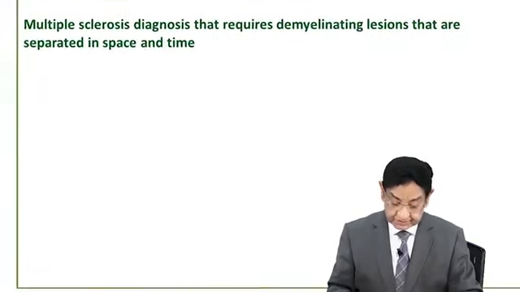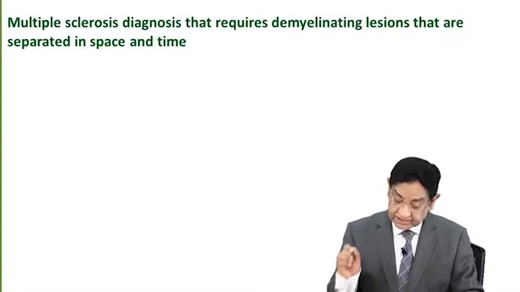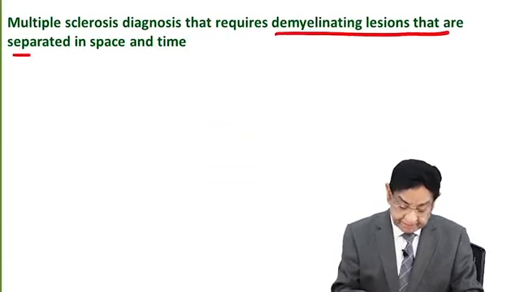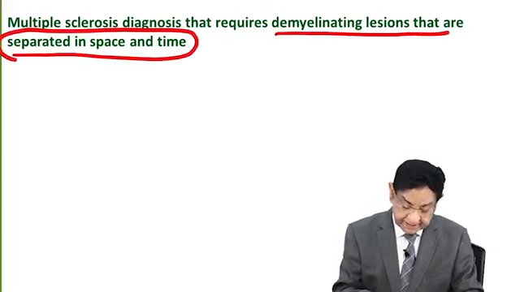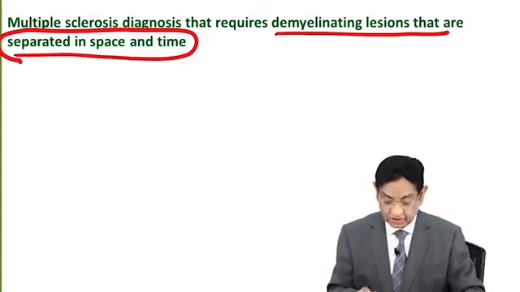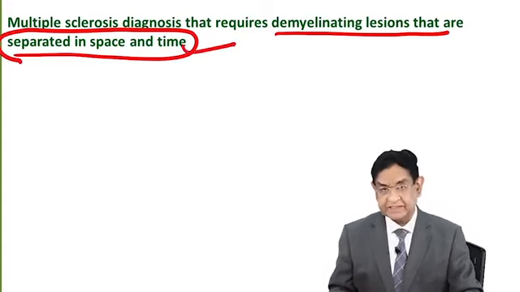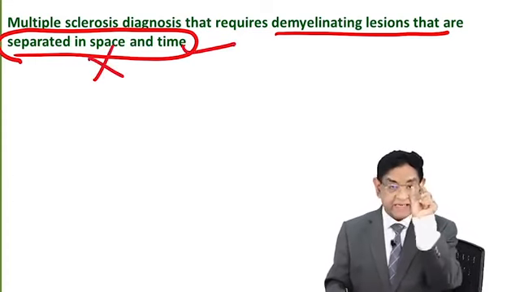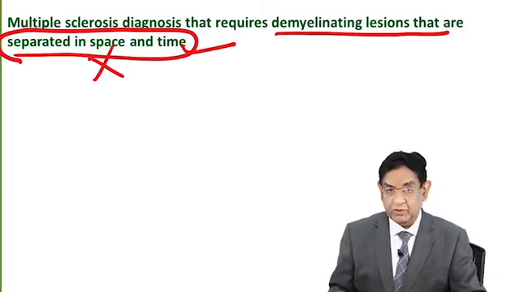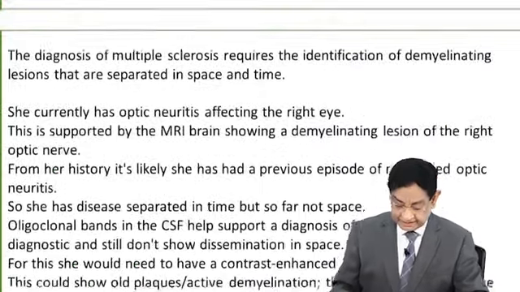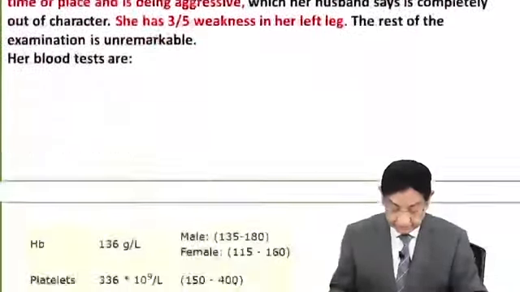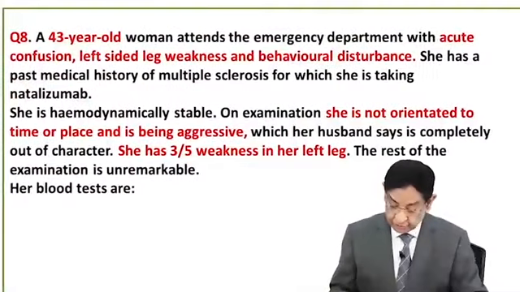So friends, multiple sclerosis classically requires demyelinating lesions that are separated in time and space. In our question, the same right eye is involved. Time gap is there, 6 months, but space is not, because the site of lesion is the same. So we need to really go into the proper way to diagnose and treat the case. Okay. Now we talk about question number 8.